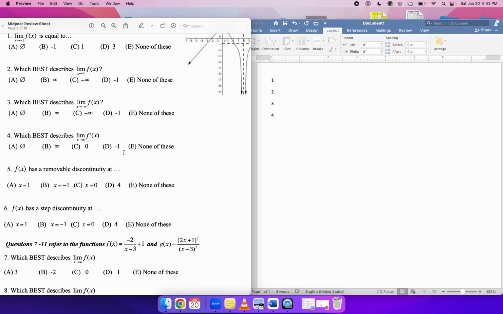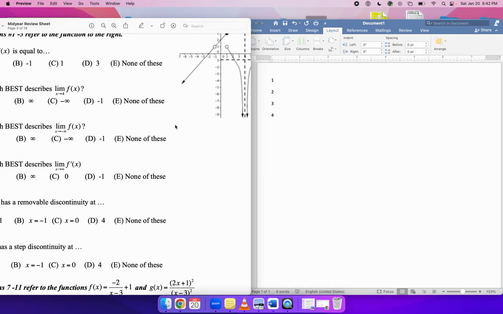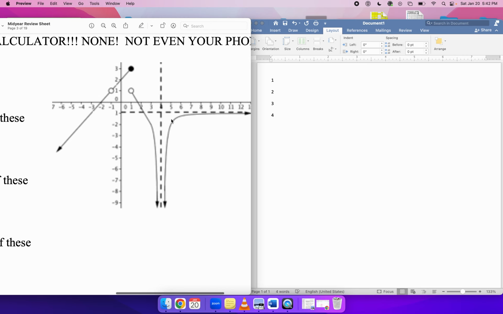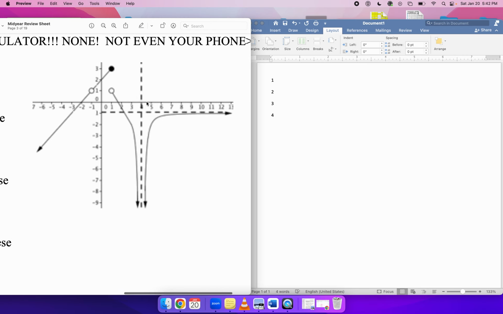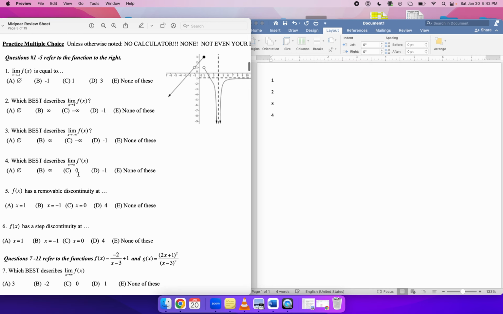Number 4, which best describes limit as x approaches positive infinity of f prime? You might not have noticed that prime. What that means is we're asking what happens to the value of the derivative. In other words, what happens to the slope as x approaches infinity, as you go very far off in this direction. And I think that the slope is approaching 0. So my answer would be 0, which is C.